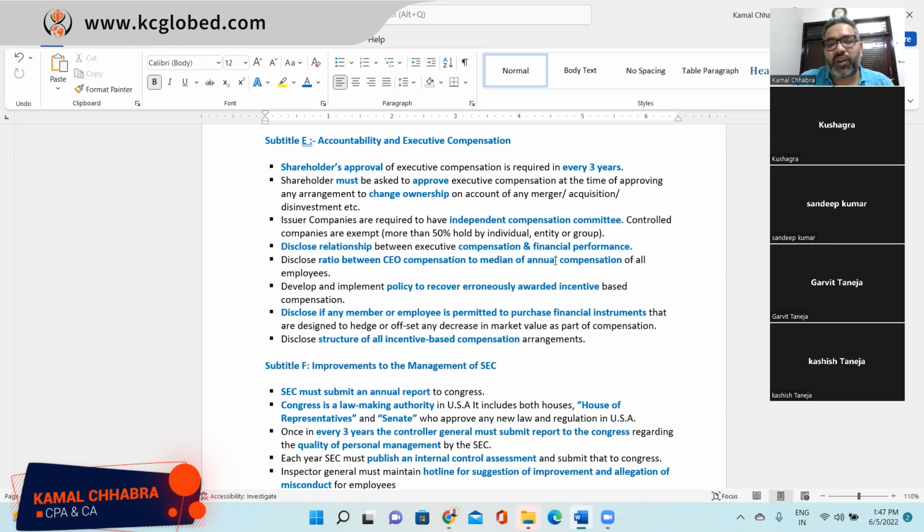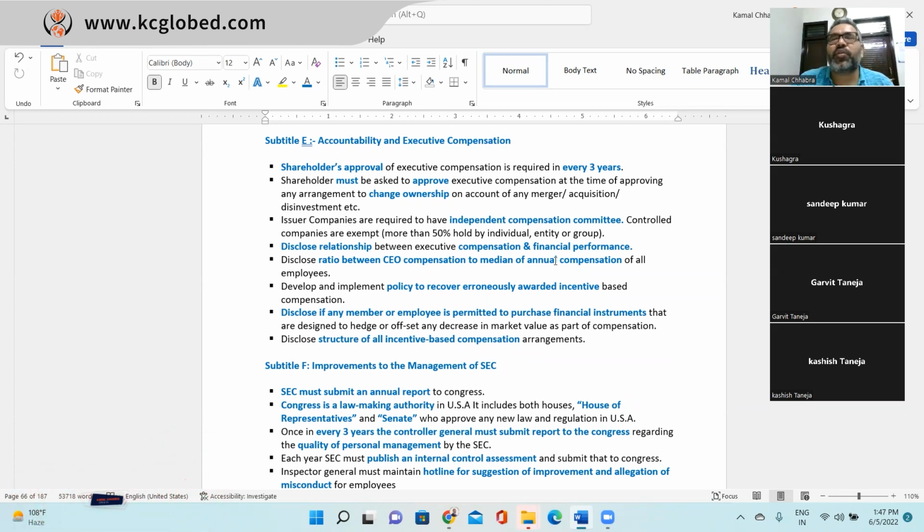Develop and implement a policy to recover erroneously awarded incentives. For example, if you have given any compensation to the CEO, CFO, or a director erroneously, then you should have a clear-cut policy to get the recovery done. Next is to disclose if any member or employee is permitted to purchase financial instruments. So if the CEO or CFO has a right to purchase shares, that also needs to be appropriately disclosed.